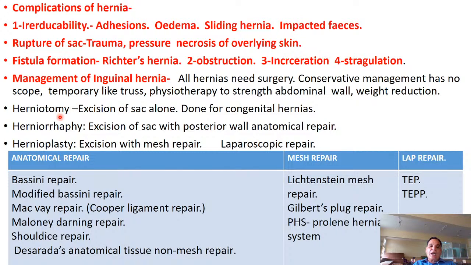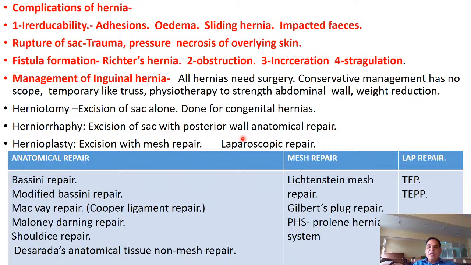Simply put, herniotomy. What is it? Excision of the sac without repair of the posterior wall because it is not defective. So this is done in congenital, pediatric or infantile hernias. Okay. Next is herniorrhaphy. Rhaphy means repair. What are we repairing? We are repairing the posterior wall. Simply, posterior wall repair with a suture.